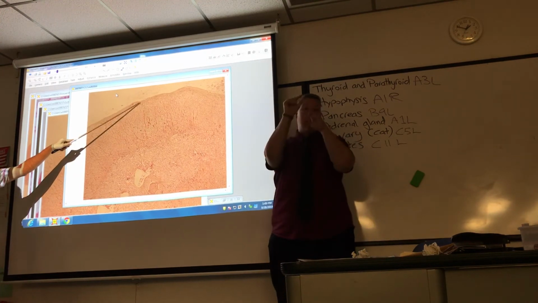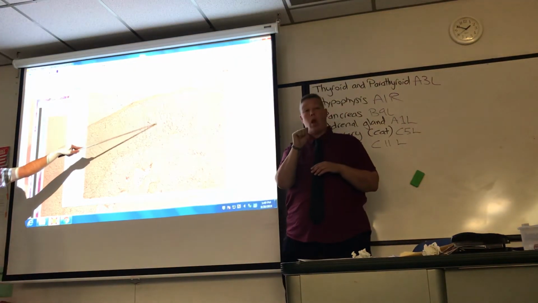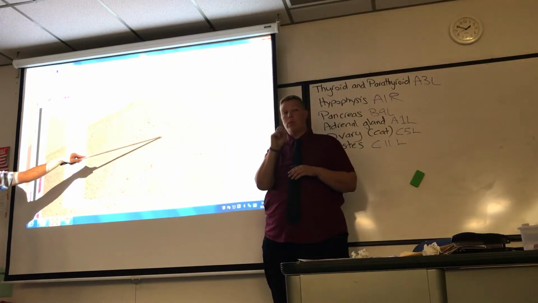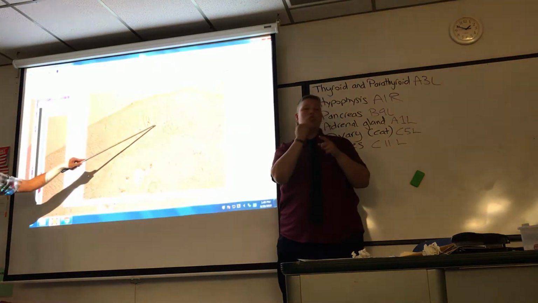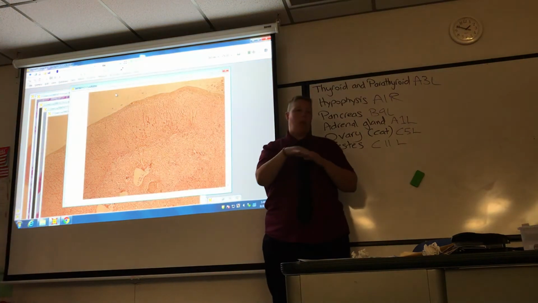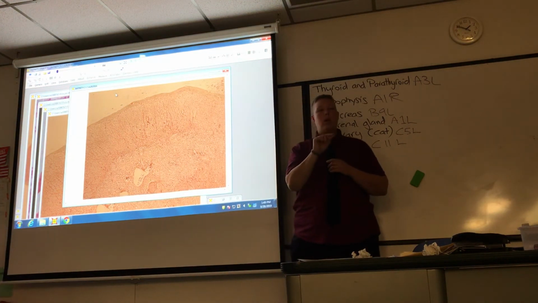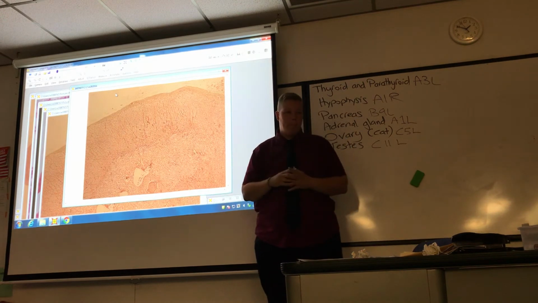So let's identify the zones. Capsule, but that's not a zone. Zona glomerulosa, zona fasciculata, zona reticularis. That's the salt, sugar, sex thing. You can even see reddish in between cells. That's blood. Okay, so the corticosteroids can get into the bloodstream. All right, moving on. Ovary from cat.